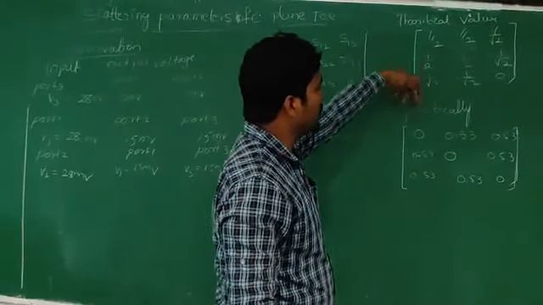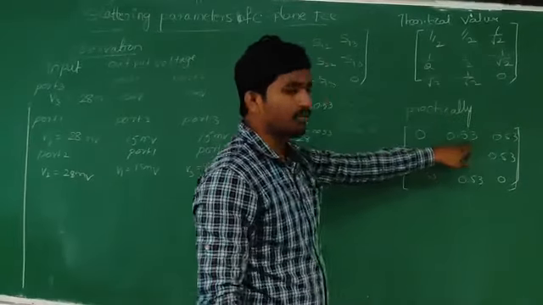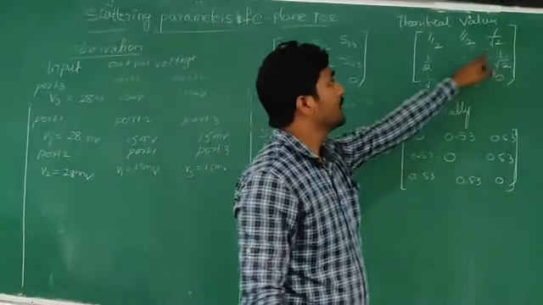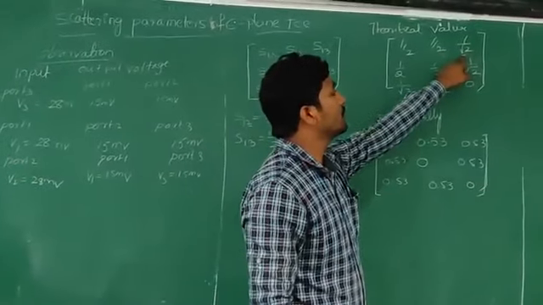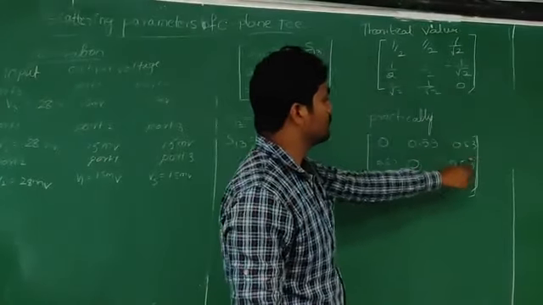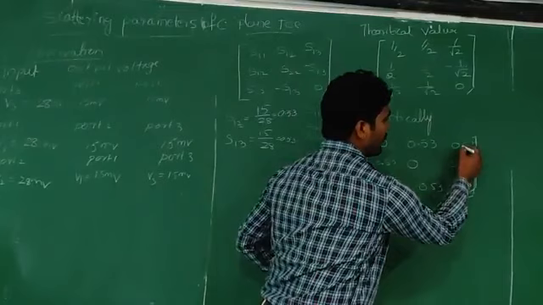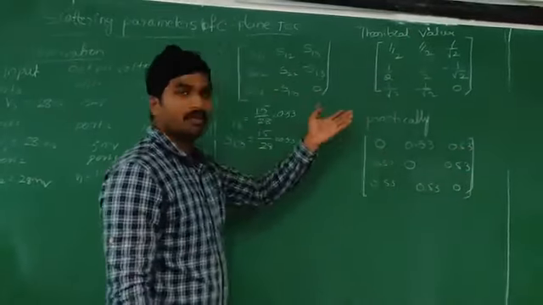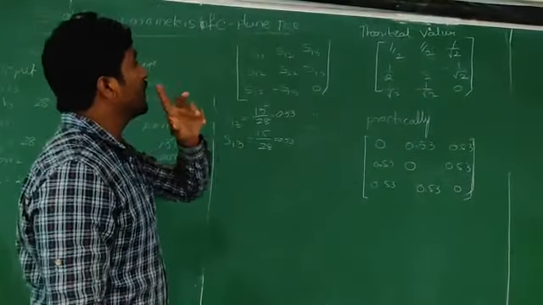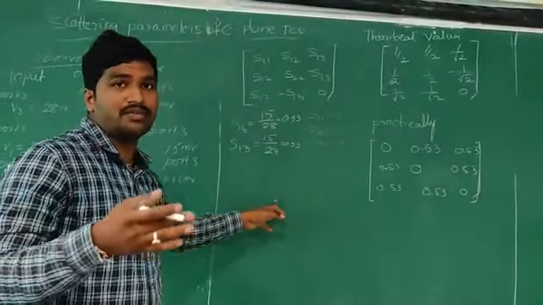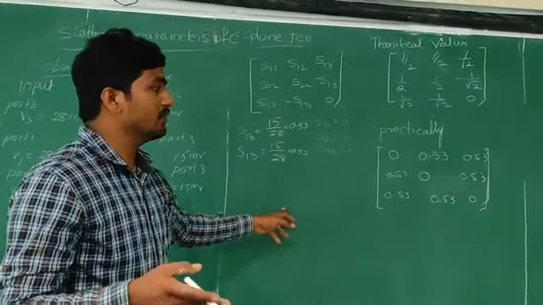Compared to the theoretical and practical values, here we got approximate values. Theoretically 1 by root 2 is nearby 0.53. Root 2 by root 1 by root 2 is approximately equal to 0.53. As such, we got the approximate value. We obtained the scattering parameters of the E-plane T successfully. Okay, thank you.